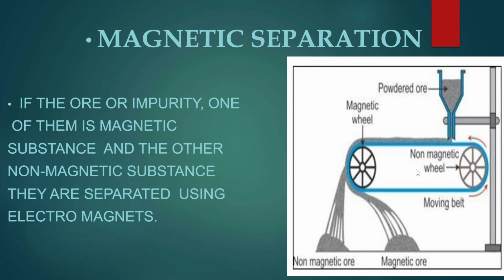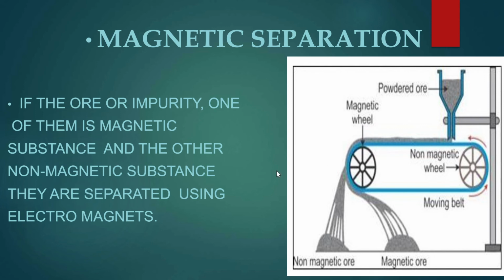And sometimes, children, in the questions they give the diagram and ask you to label the parts by giving numbers. For example, if they give magnetic wheel as number 1, powdered ore as 2, non-magnetic wheel as 3 and magnetic ore as 4, these words will be replaced by numbers. So you need to write what these represent.